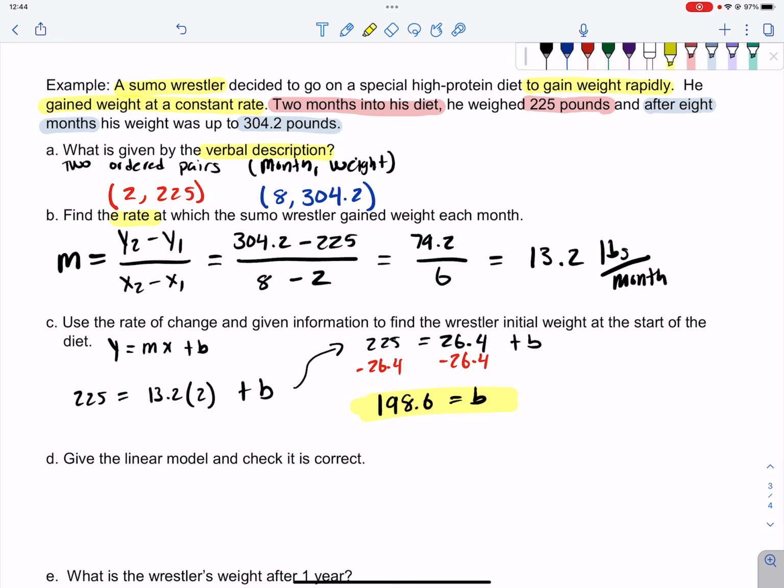And now we can write our linear model. We know what m is and we know what b is. So our linear equation is y equal to 13.2x plus 198.6.